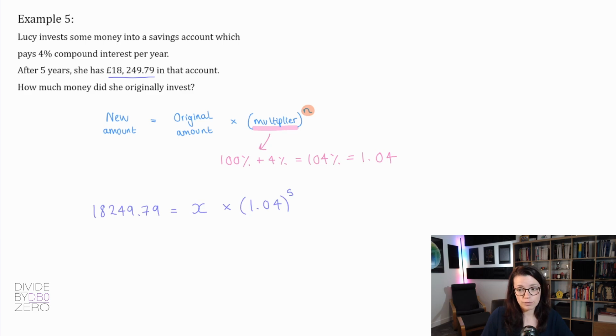Now it's just a case of rearranging this formula to make X the subject. So in this case, we want to divide both sides by 1.04 to the power of 5. So that will leave X on this side, and then 18,249.79 over 1.04 to the power of 5. This you can just type into the calculator and you end up with 14,999.997. If we round this, we get £15,000, and that was her original investment.